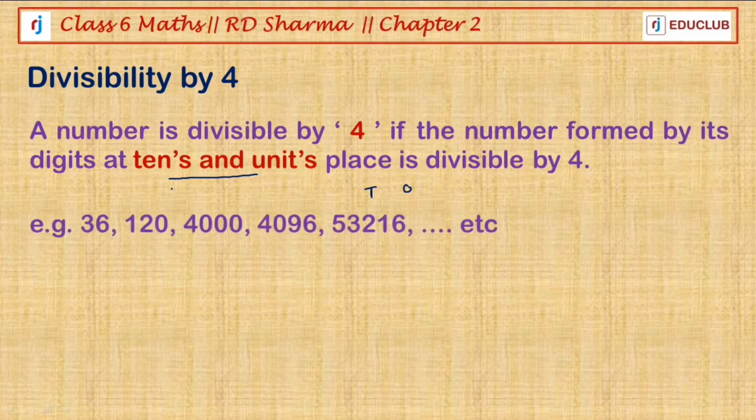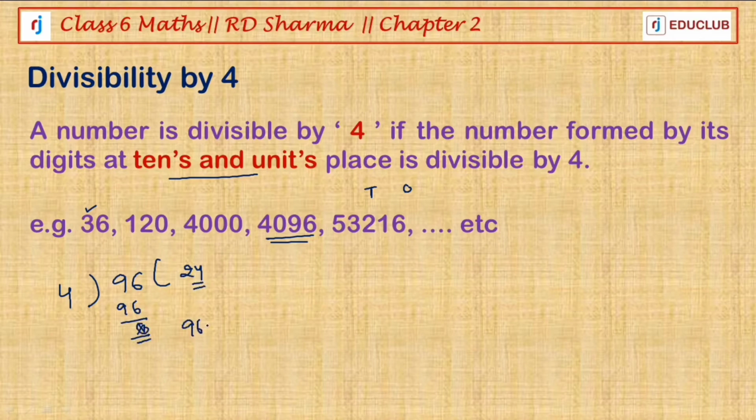4 9s are 36. We can say 36 is divisible by 4. Similarly, other numbers are also there. Let us take this number, 4096. The last two digits are 96. We can divide it by 4 and we'll get 24, with 0 remainder. So this is divisible by 4.